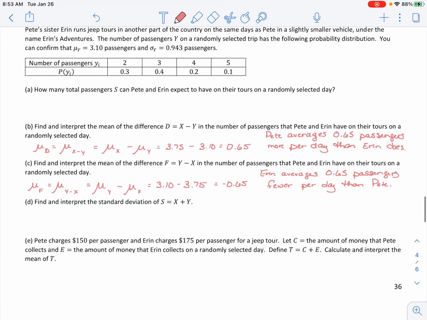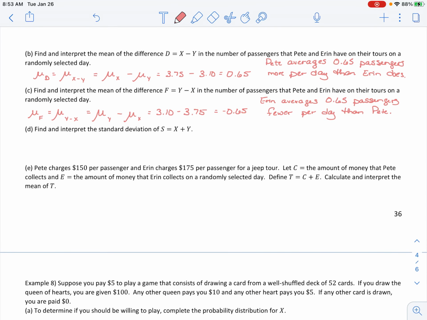Then part E is the last part I'm going to do, because now it's not just the number of passengers. We're going to also look at this application of $150 per passenger. So that means if I have 10 passengers, I have 10 150s. I would be multiplying. This is going to be one of those examples where we have a linear transformation, like the day before's lesson when we first started lesson 4. So Pete charges 150, Aaron charges 175. C is the amount of money that Pete collects, E is the amount of money that Aaron collects, and T is the total, the sum of Aaron and Pete's money. Calculate and interpret the mean of T.